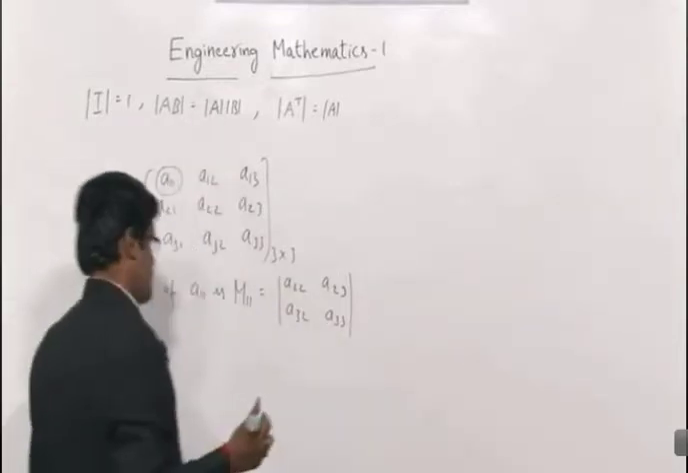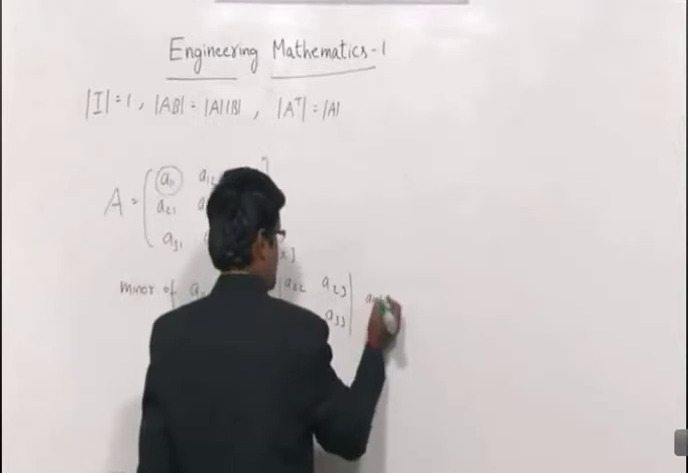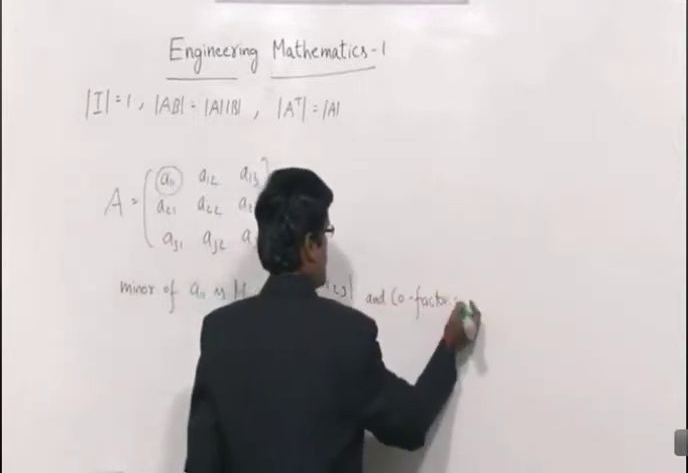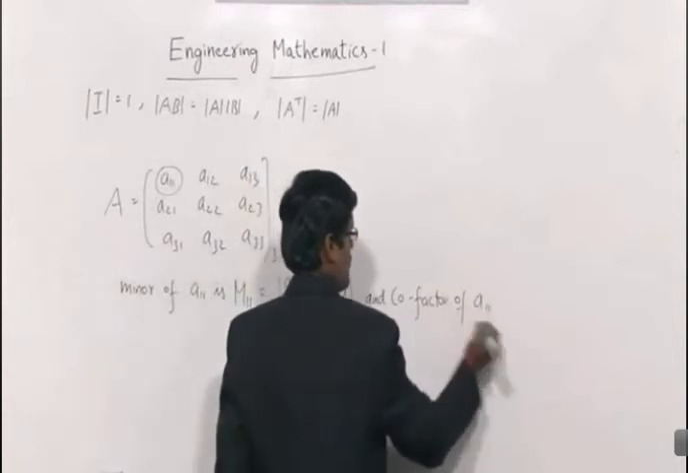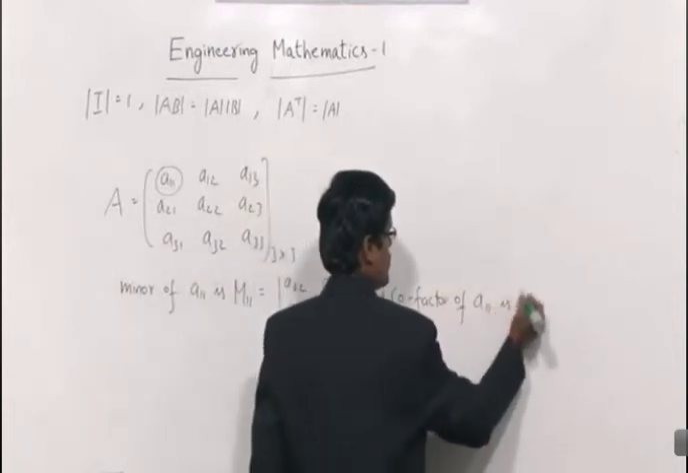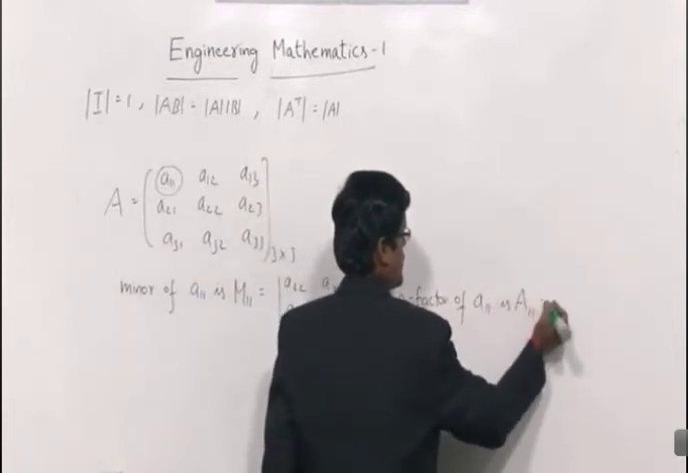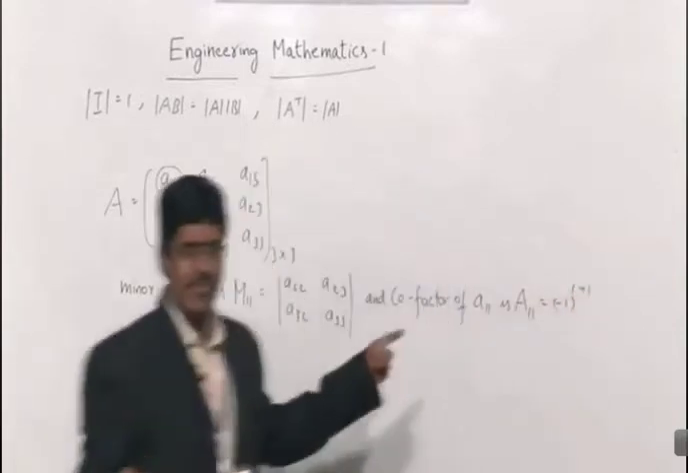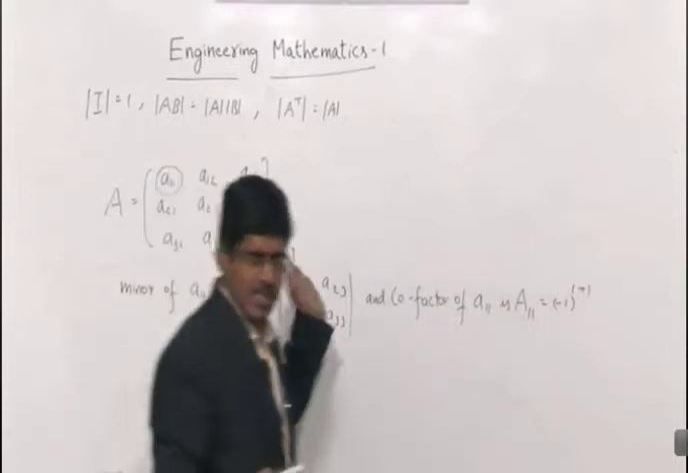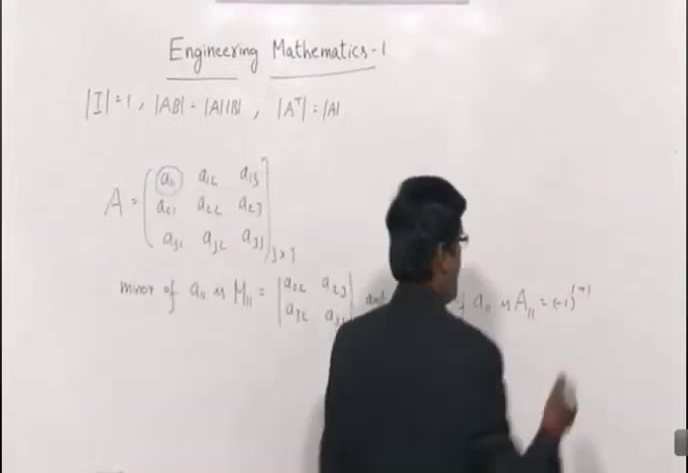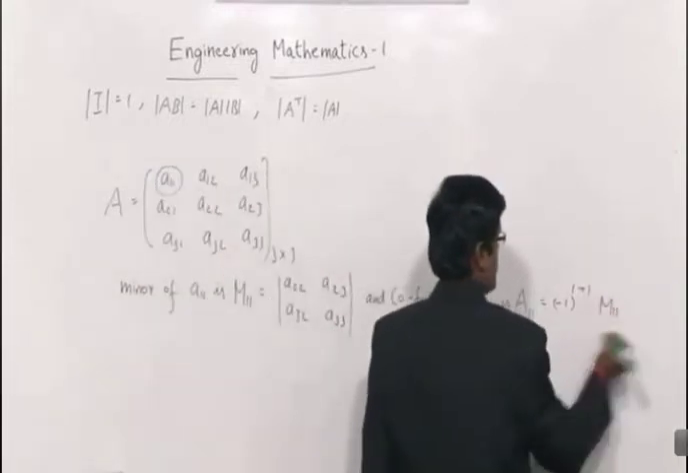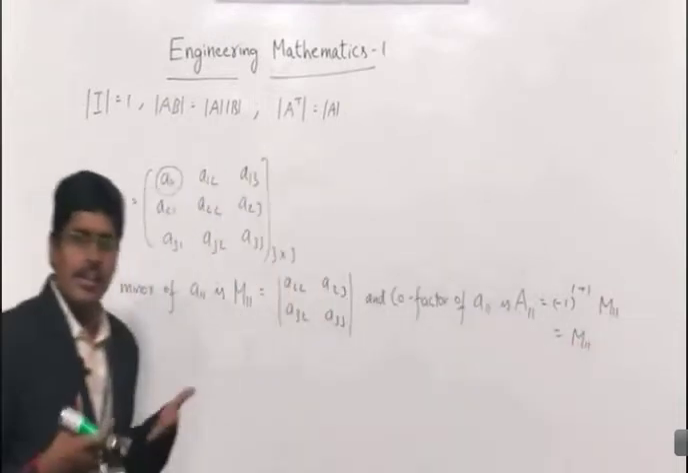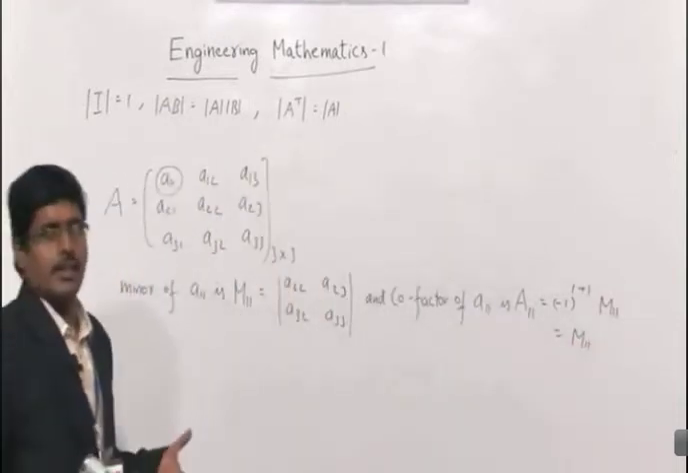Next, for this element, how to find the cofactor? The cofactor of A11 is denoted by capital A11, and this is minus 1 whole power 1 plus 1, where I stands for first row and J stands for first column because A11 is located in that position, into M11. So that is nothing but M11 itself. So in this A11, the minor is itself the cofactor. That means both are equal.